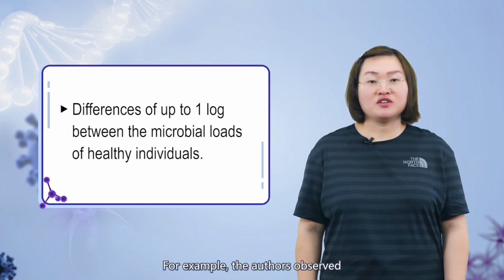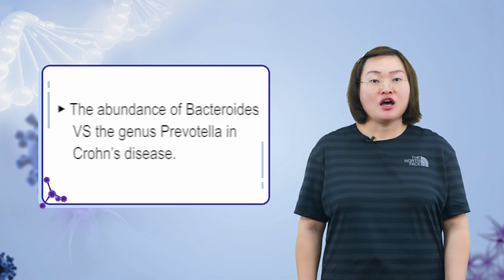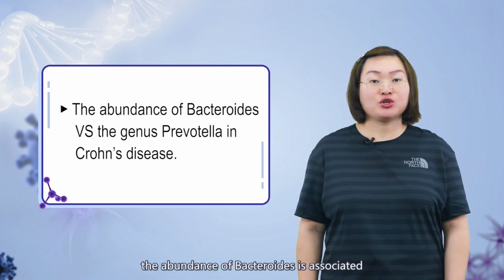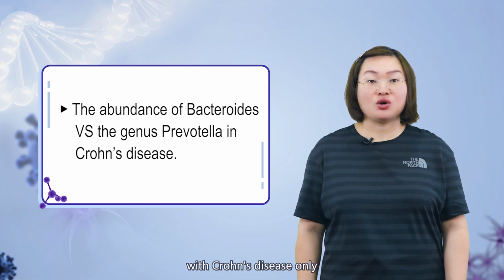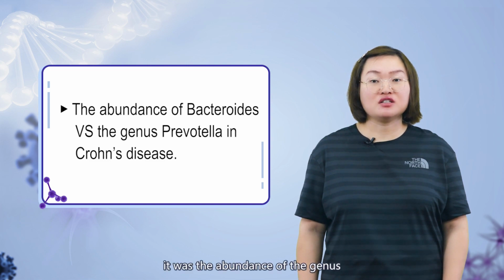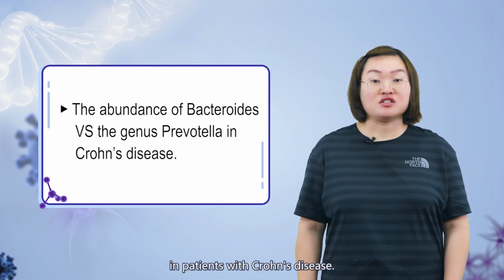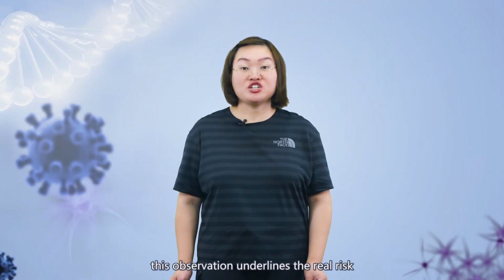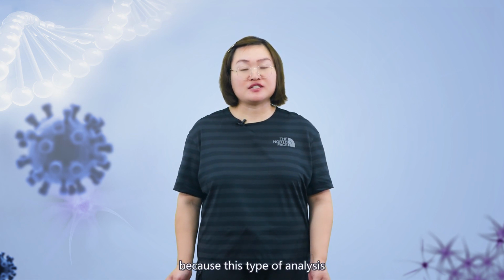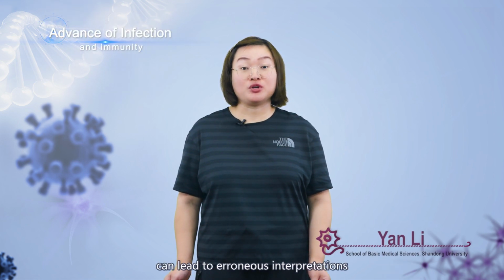For example, the authors observed differences of up to 1 log between the microbial loads of healthy individuals. As another striking example in this paper, the authors highlight the fact that the abundance of bacteria is associated with Crohn's disease only when using the classical relative abundance-based profiling, whereas by using quantitative microbiome profiling, it was the abundance of the genus Prevotella that was found to be decreased in patients with Crohn's disease. Moreover, this observation highlights the real risk and the limitations of using relative abundance-based analysis, because this type of analysis can lead to enormous misinterpretations.